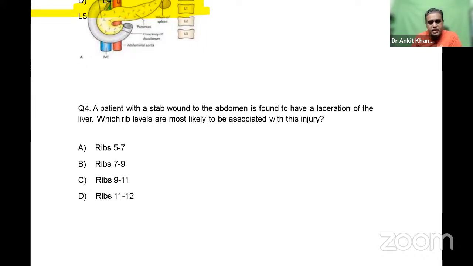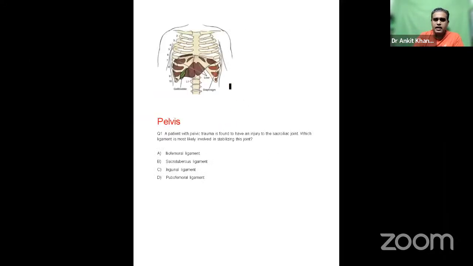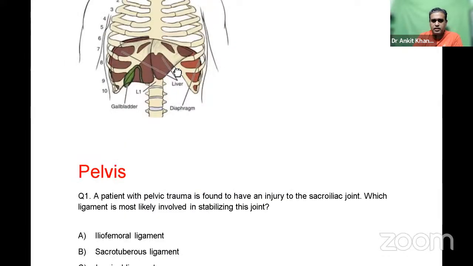The tricky part over here is they're only mentioning the laceration of the liver. They are not saying laceration of the pleura or the lungs or any other structure. They are only referring to the liver. So here's a catch that we can take over here. Let us understand from the diagram first of all. Okay, here is the diagram.